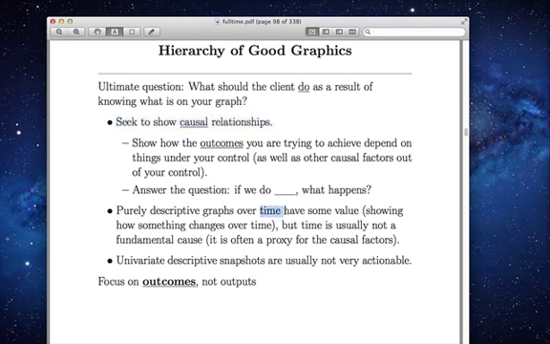Graphs over time have some value, but time's usually not a fundamental cause. It's usually a proxy for other things. So if I just show how sales change over time, maybe that's interesting, but what time is really probably showing is the effects of seasonality or the effects of some new marketing program. So don't use time if you actually have data on the actual causal factor. Univariate descriptive snapshots are usually not very actionable at all.